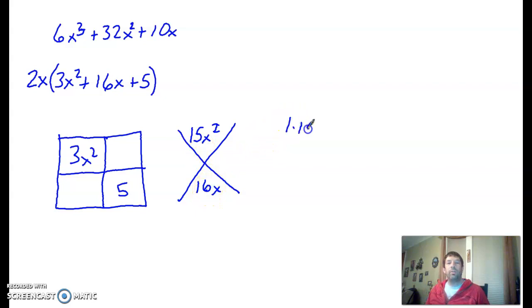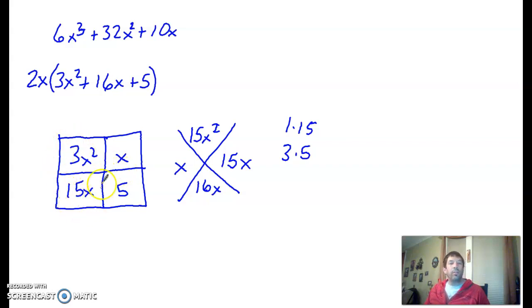So I've got 1 and 15. 15 isn't divisible by 2. 3 and 5. 15 isn't divisible by 4. So those are the only two options. But I need them to add to a positive 16. 3 and 5 only adds to a positive 8. So it must be 1 and 15. So 1x and 15x. And I plug those into my rectangle.